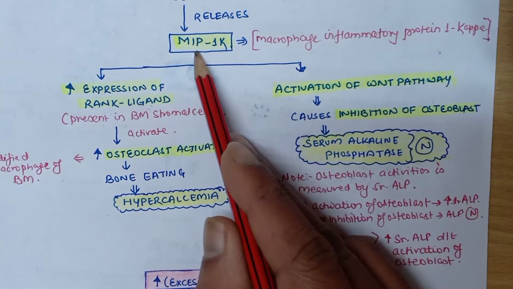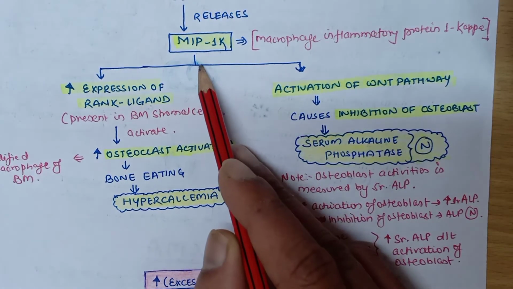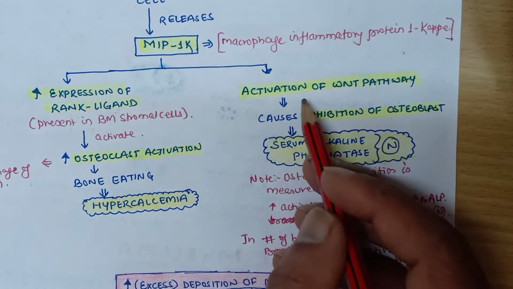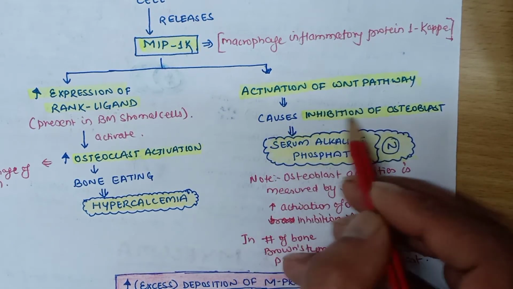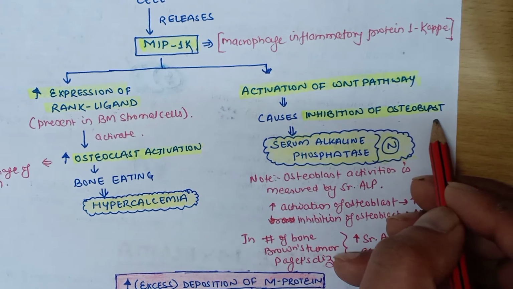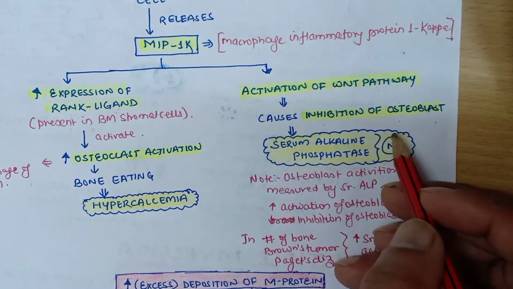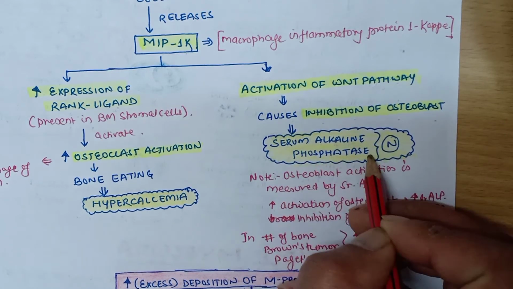This MIP-1 alpha protein also causes activation of the WNT pathway inhibitor. Once this happens, it will cause inhibition of osteoblasts. Osteoblasts are bone forming cells, so the osteoblast cells are inhibited, and the result will be that serum alkaline phosphatase will be normal.